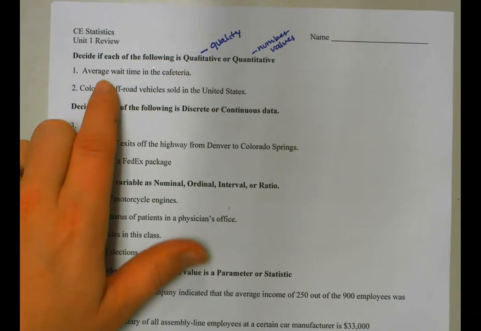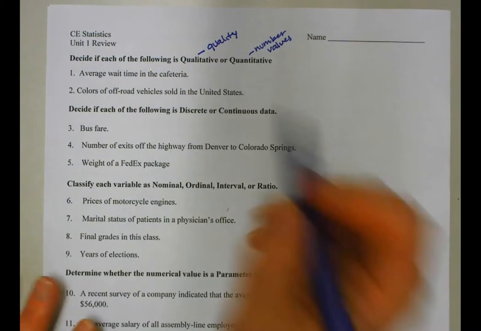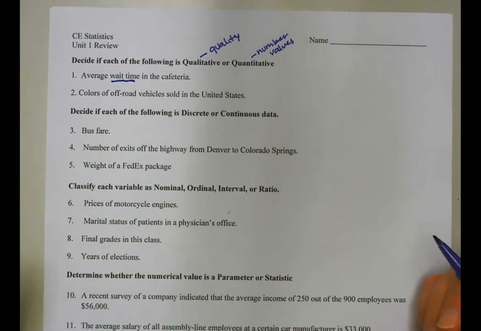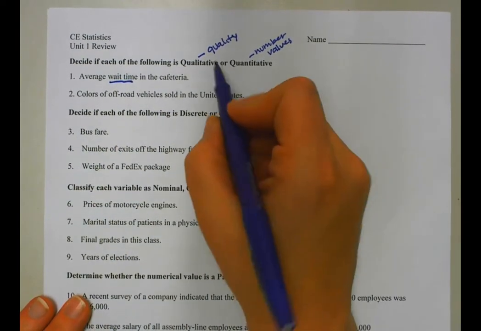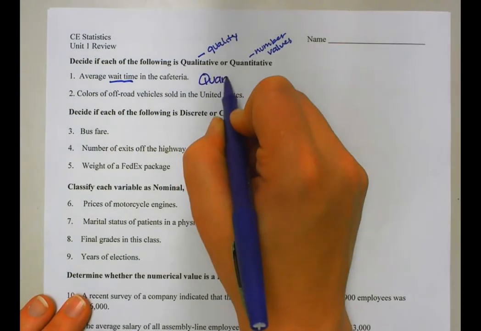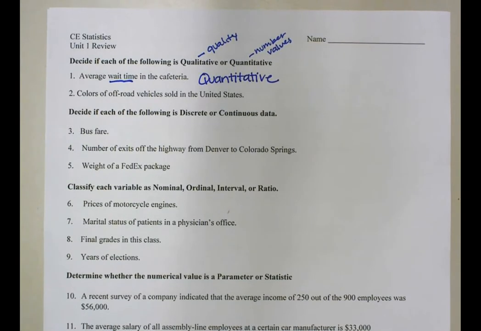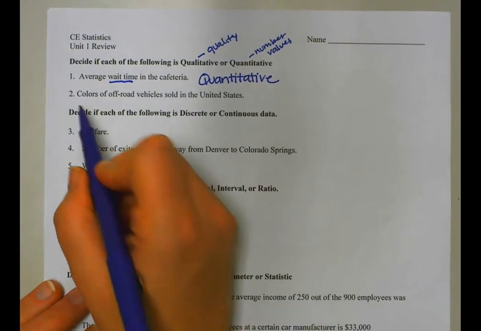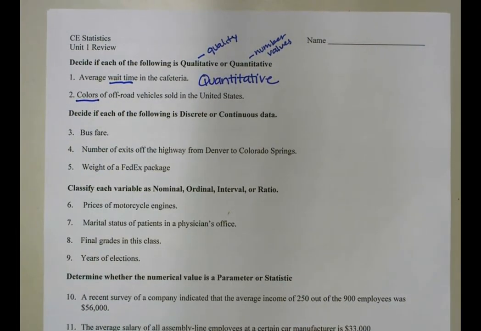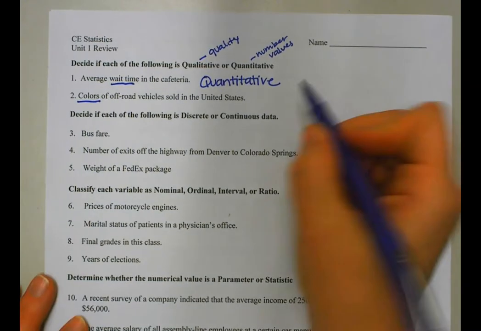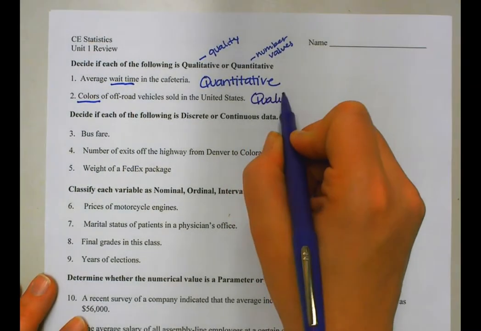So if we look here, the average wait time in the cafeteria, wait time would mean that you're looking at a number. How long did you wait? So this would be quantitative. And then colors of off-road vehicles sold in the United States. Again, you're looking at the color of something. So that's a quality of the car. So we would call that qualitative.